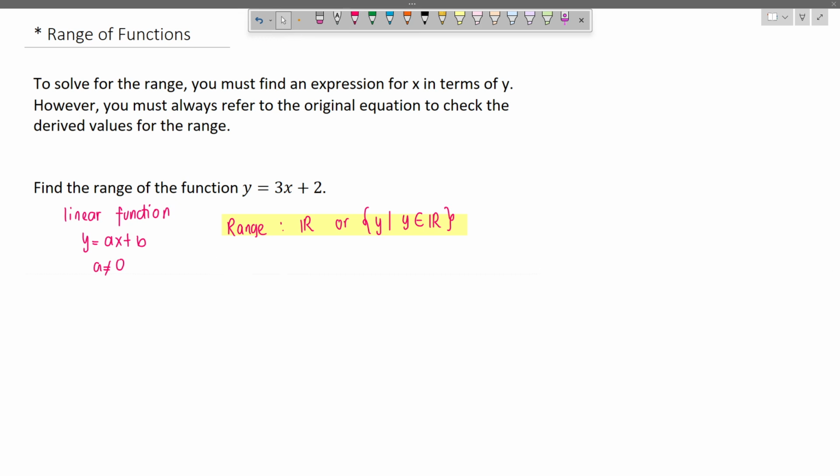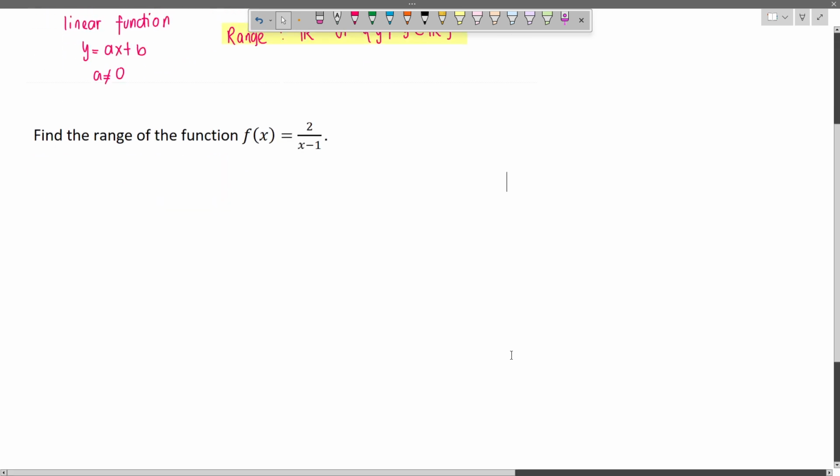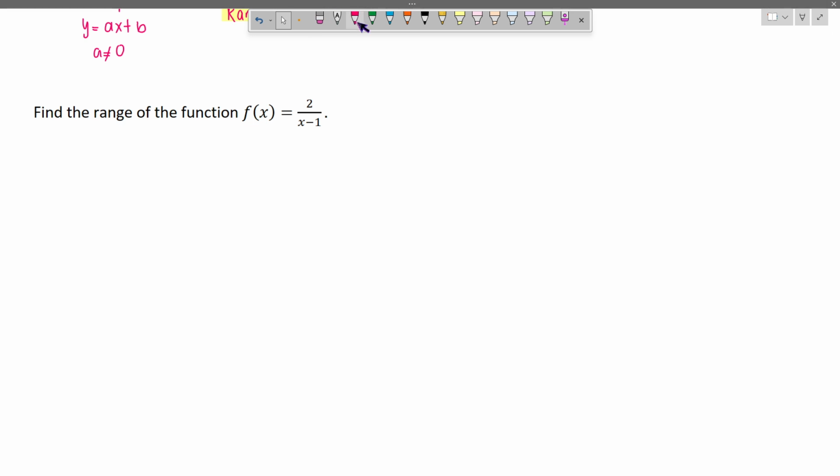Next, let's have our next function here. We have to find the range of the function f of x is equal to 2 over x minus 1. So if we have a function like this, a ratio of algebraic expressions or polynomials, then this is what we call a rational function. So a rational function is a function where we have a polynomial numerator or denominator.